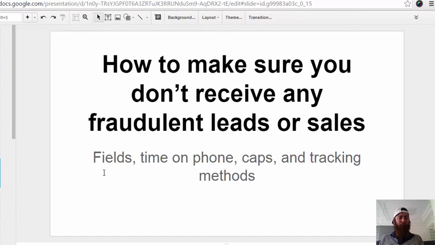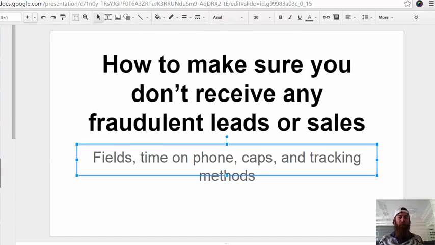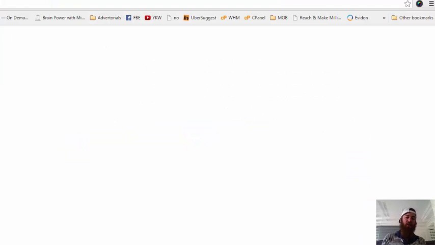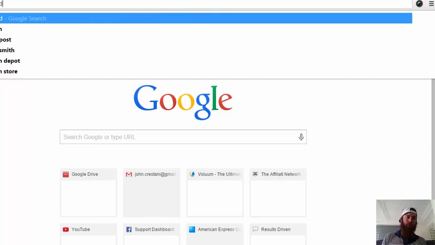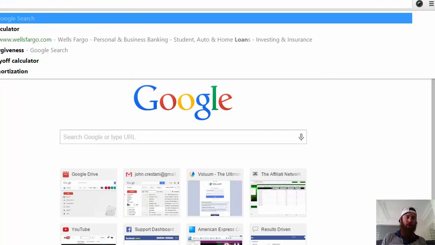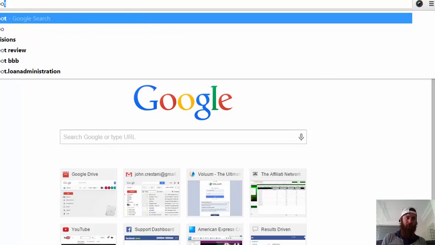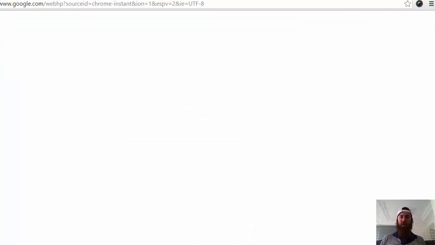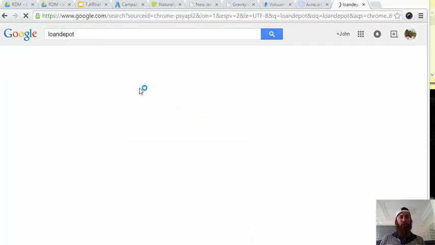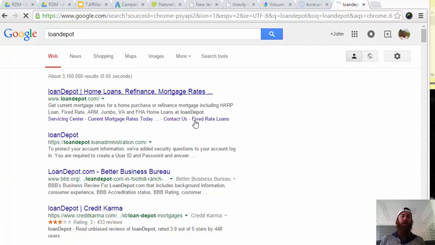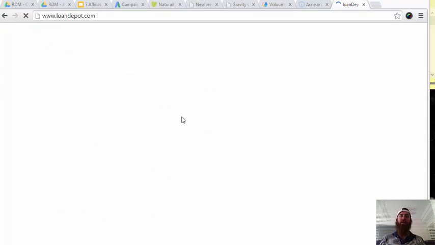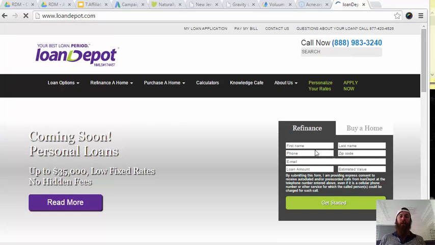And I'll go over some other ways. Fields, another way to do it is more fields. Make people fill out more information. So you'll see the loan depot. I think we went to this site the other day. A way you can make sure that you get the right sort of leads that you want and not the leads you don't want is having just more fields in the form.